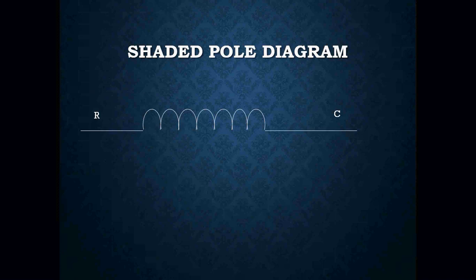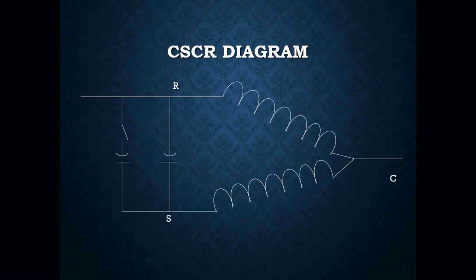Here are a couple of wiring symbols for your motor. Here is your shaded pole motor. Notice that it is just one winding. There is nothing in there to take that winding out, so once we energize it, the motor spins. Here you have a CSCR diagram, which is what we just went over.